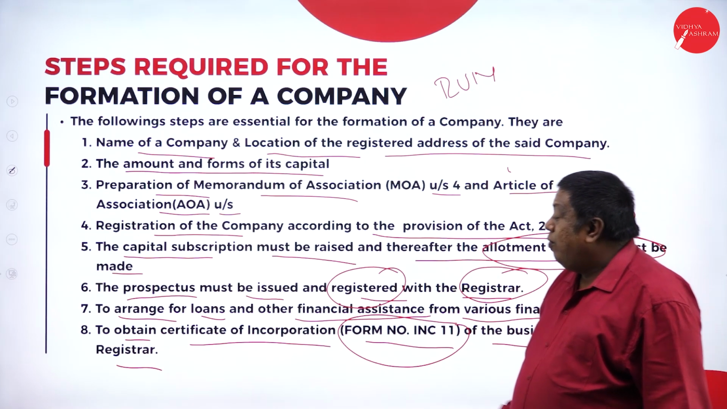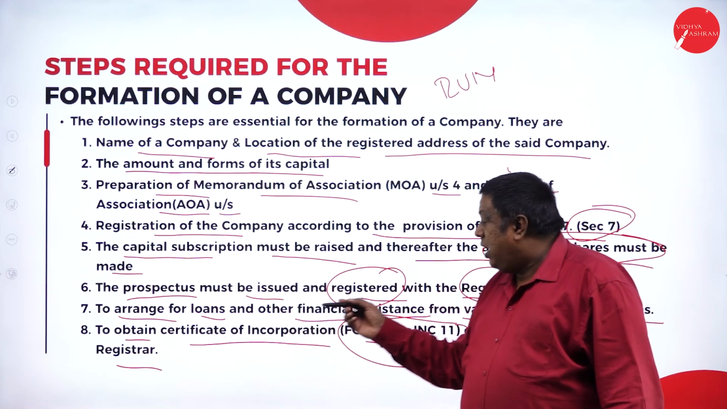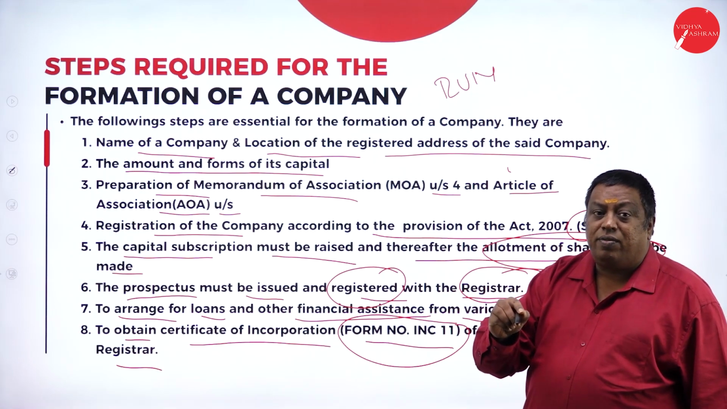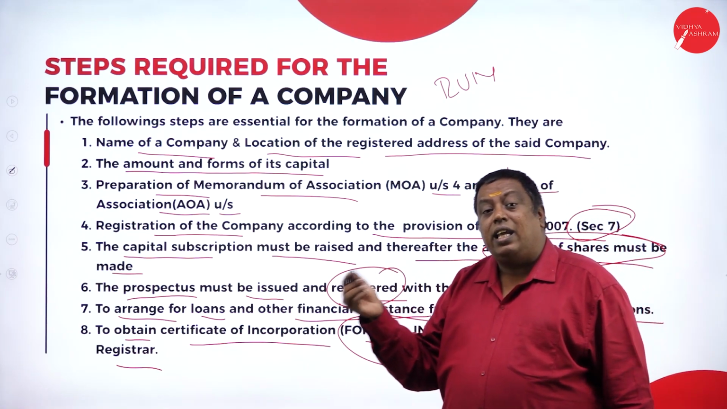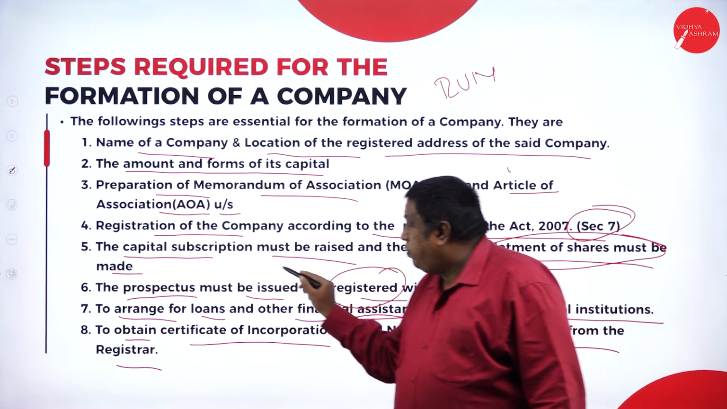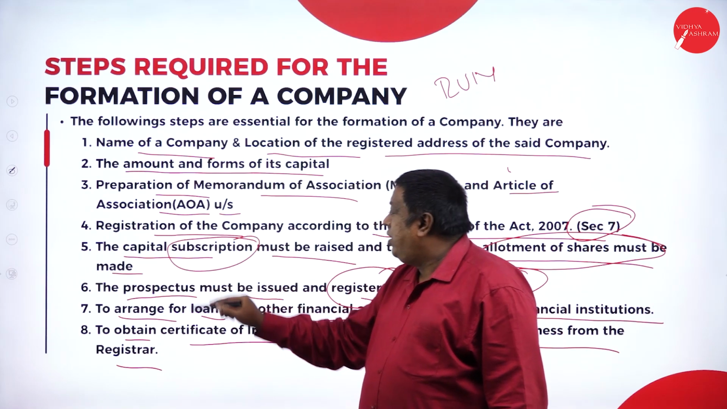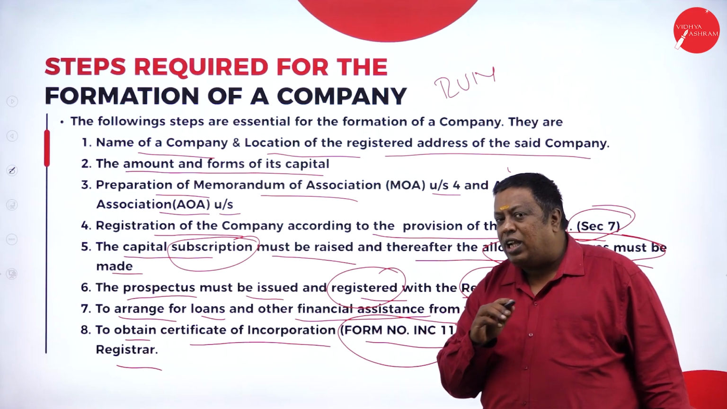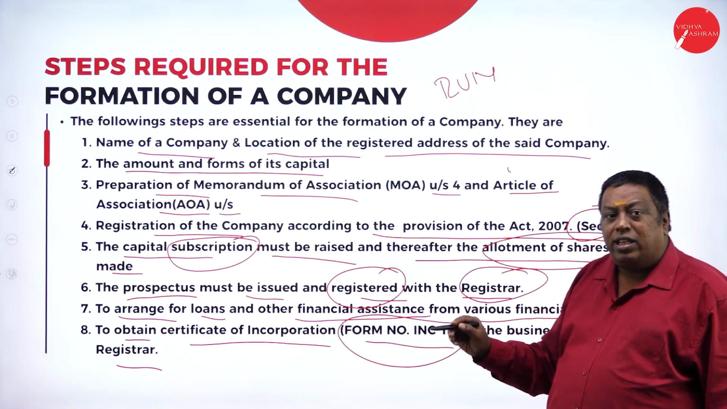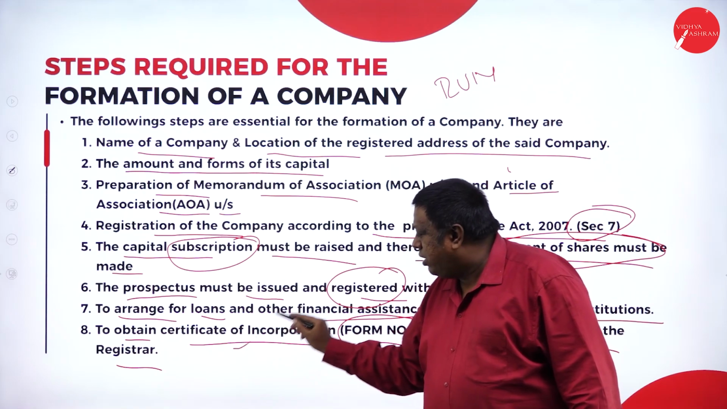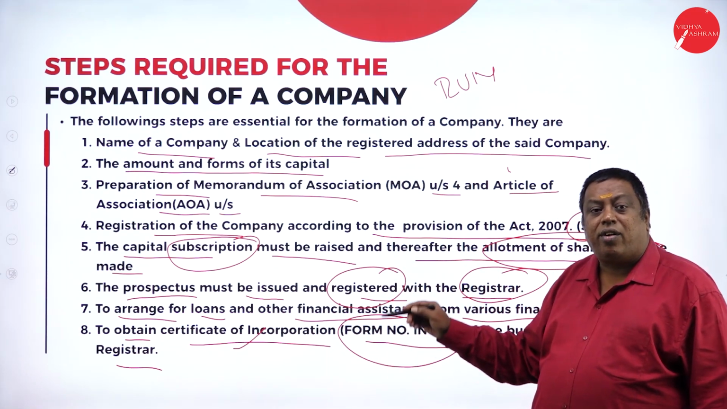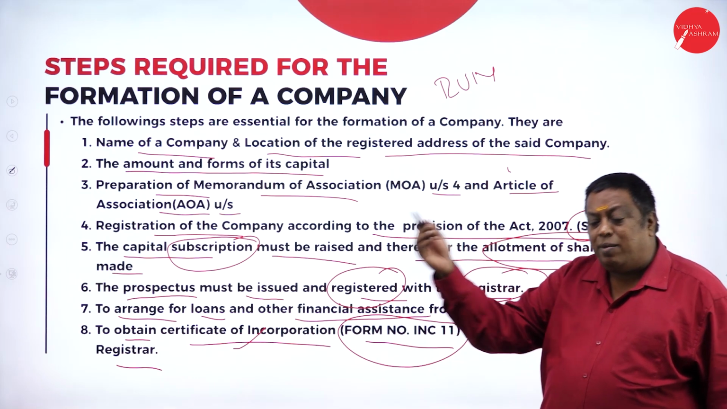And for a public company, after receiving the Certificate of Incorporation and the commencement of business certificate, only then they start, and even the minimum subscription amount they must receive, after that they start allotment of shares. But in a private company, it is not like that. They are going to allot the shares as soon as they receive the Certificate of Incorporation. This is the better difference you can write between the private company and public company.